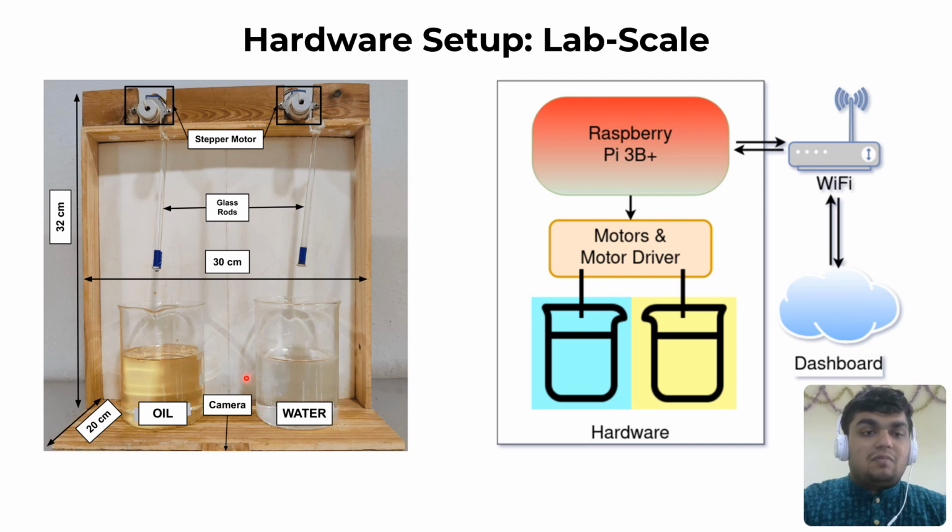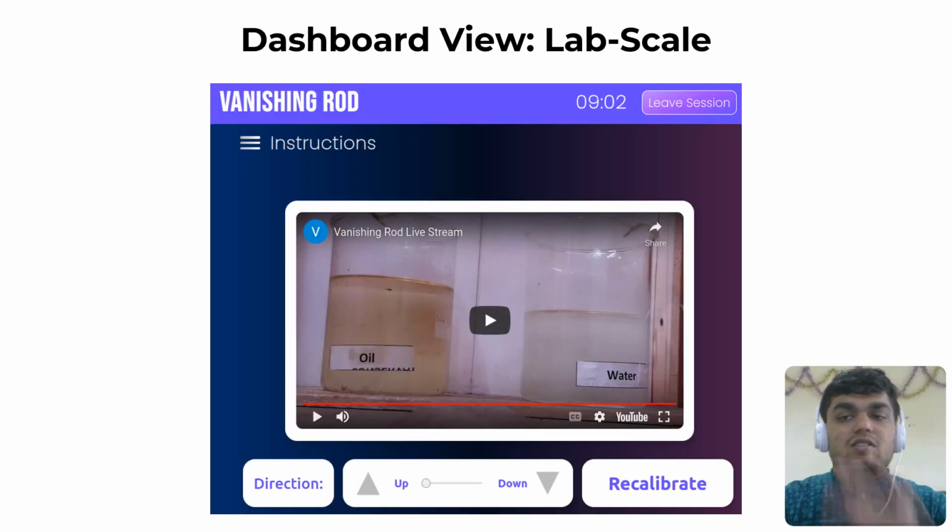Attached to the Raspberry Pi alongside these motor drivers is a Pi camera, which provides the live video feed for the setup. Below the rods are two beakers, each with 500 ml capacity, one filled with oil, the other filled with water. The dashboard has two buttons, up and down, which when clicked result in the rods being pulled up and dipped down respectively. The default configuration of the setup has both the rods up above the beakers, and this is what will be obtained when recalibrate is clicked.